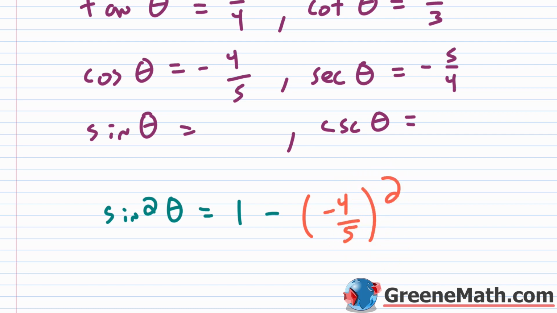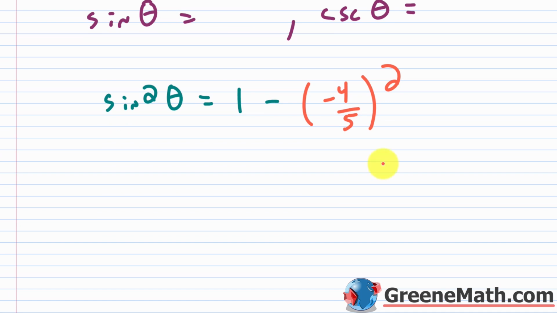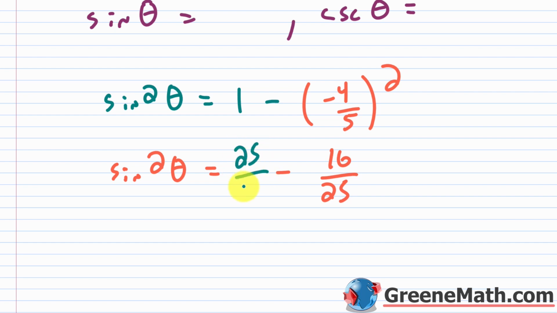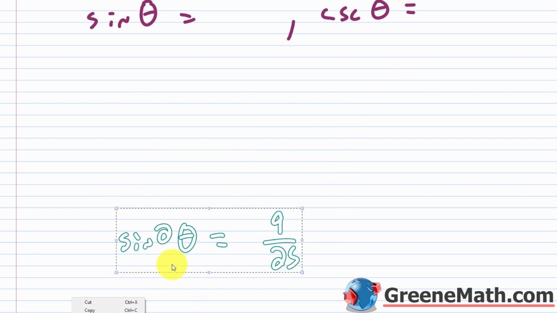So let me come down here. We'll come back up in a moment. This negative 4 being squared is 16, and 5 being squared is 25. So let's write sine squared theta is equal to 1 minus 16 over 25. Let's get a common denominator going. So I'll write 1 as 25 over 25. And we'll say that sine squared theta is equal to 25 minus 16, which is 9. So this is 9 over 25. Okay, let me slide this up here.